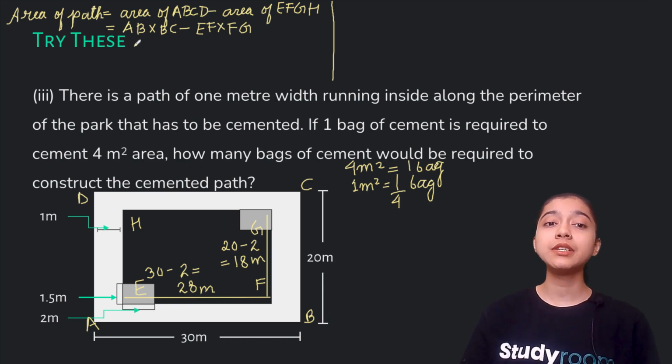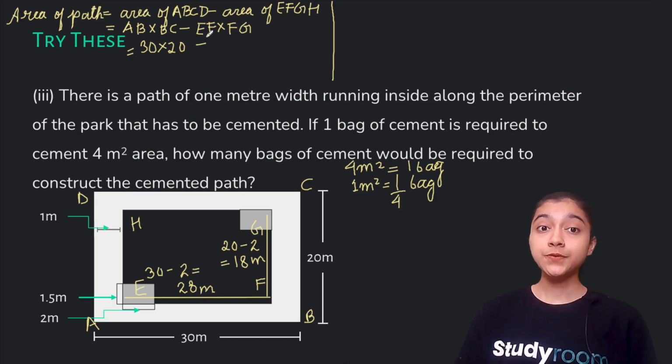So now we have AB multiplied with BC, that is equal to 30 multiplied by 20. So we have 30 into 20. Now just focus over here. We have EF multiplied with FG.